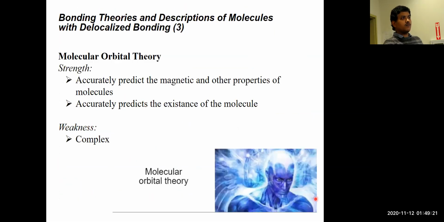Then comes the last one, molecular orbital theory. And if you master this topic, it's like out of the universe. This is really, really cool stuff. With molecular orbital theory, the strengths are that it accurately predicts the magnetic and other properties of molecules and accurately predicts the existence of molecules. The only weakness for molecular orbital theory is that it's really complex.